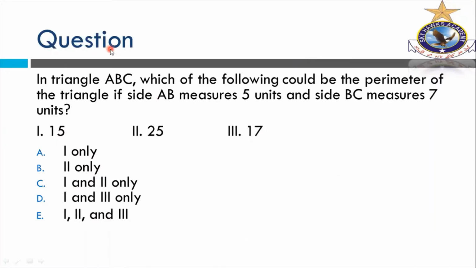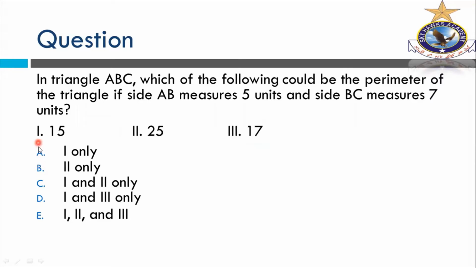In triangle ABC, which of the following would be the perimeter of the triangle if side AB measures 5 units and side BC measures 7 units? These are the choices. Okay, so 1 is 15, 2 is 25, and 3 is 17. So these are the three possible answers.